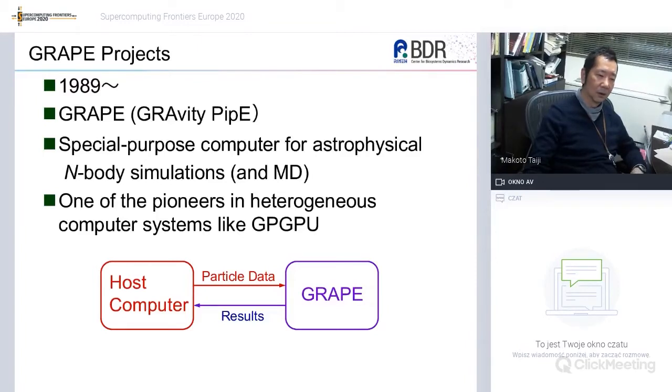So we started the GRAPE project already 30 years ago. This is an acronym of Gravity Pipe, because it started as a special purpose computer for astrophysical n-body simulations. But of course, astrophysical n-body simulation is quite similar to molecular dynamics. Also, it's a classical particle simulation. Then we expanded to molecular dynamics. I think our approach is one of the pioneers in heterogeneous computer systems, like GPUs. So we send some data to GRAPE systems from the host computer and get results back.